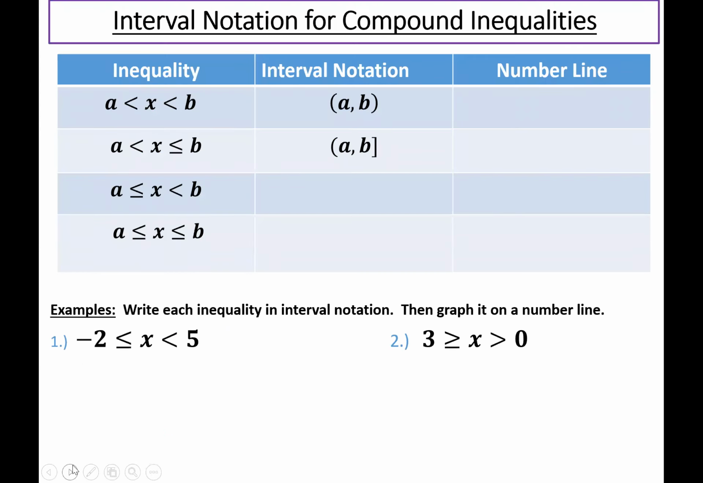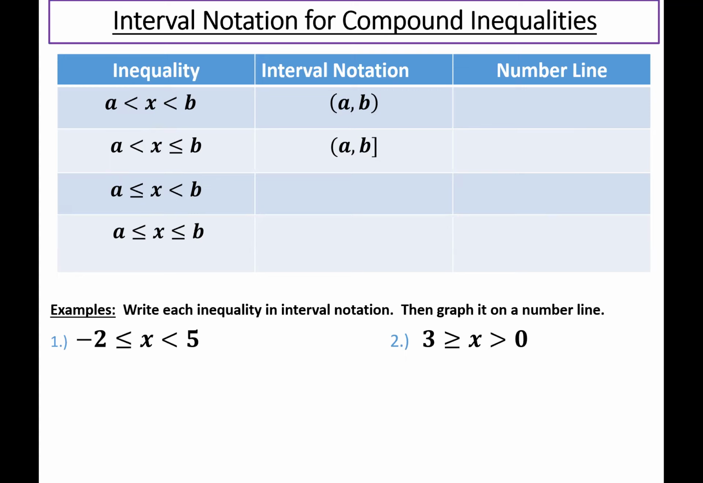Eventually, we're going to be working toward solving compound inequalities. But before we get there, we need to do some review of interval notation. We've seen it a little bit already, but we're going to do a little bit more review here. So we have this chart that we're filling in. On the left side, we have these different compound inequalities where X is in between A and B. Then in the second column, we have interval notation, and we'll remember when to use parentheses versus square brackets. And then over on the right side, we have a place where we can sketch a number line representation.